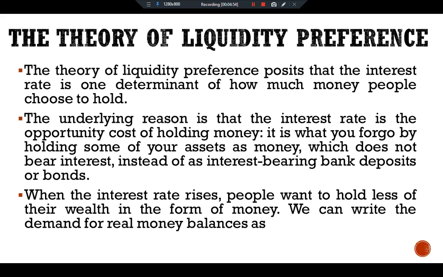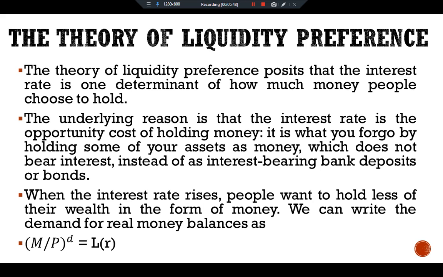We can write the demand for real money balances as (M over P)^d is equal to L(r). So here L(r) shows that the quantity of money demanded depends on the interest rate, as we have shown in our graphical presentation that the demand curve is downward sloping because a higher interest rate reduces the quantity of real money balances demanded. According to the theory of liquidity preference, the supply and demand for real money balances determine what interest rate prevails in the economy. That is, the interest rate adjusts to equilibrate the money market. As we have shown in the figure, at the equilibrium interest rate, the quantity of real money balances demanded equals the quantity supplied.